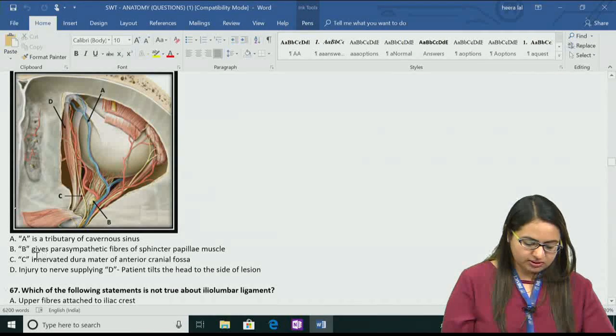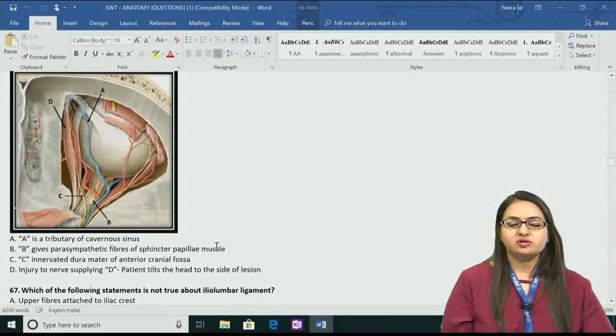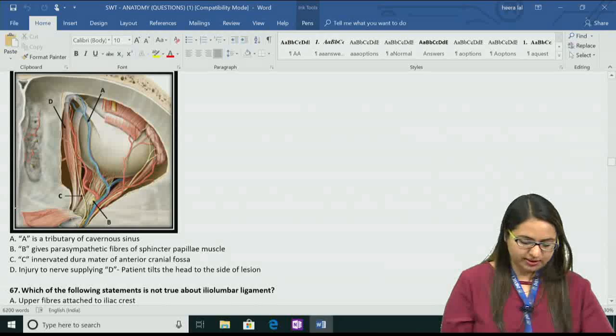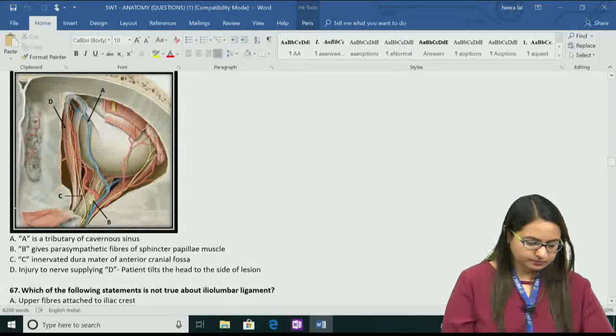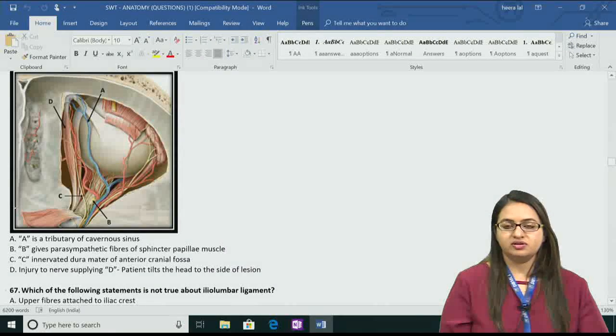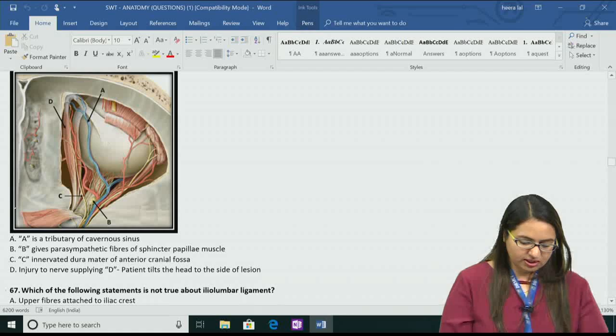Then B, the ciliary ganglion, gives parasympathetic fibers to the sphincter pupillae muscle, it is also correct. C is the nasociliary nerve, it innervates the dura mater of the anterior cranial fossa via the ethmoidal nerves, so this is also correct. Now option D is not correct, so this is the answer.